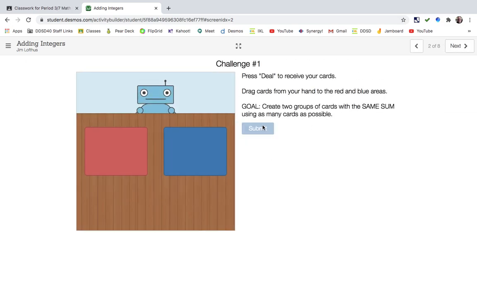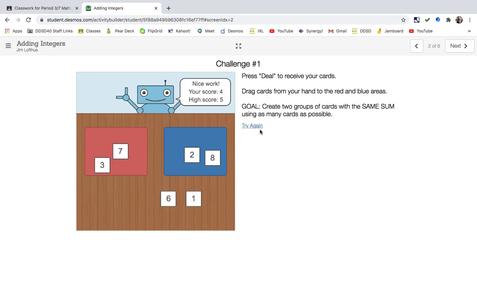Next one, I hit deal. And I notice that 7 and 3 is 10. 8 and 2 is 10. And I'm going to hit submit. And it checks that they're equal, nice work, but I could have got a little higher score. So I'm going to try again.